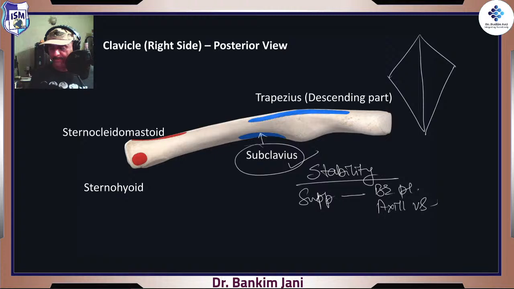Which fibers are which? Transverse is easy, right? They are transverse, but we'll always be considering from the center. So that's why the descending fibers, they are like this. Ascending fibers, they are like this. And now put the clavicle in between, right?